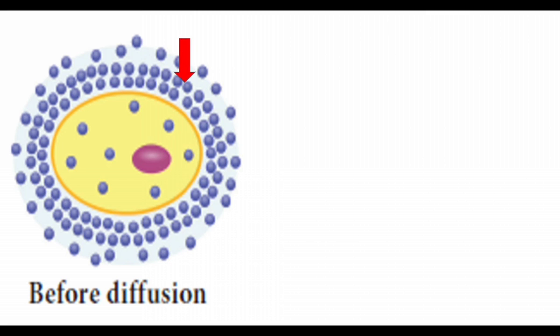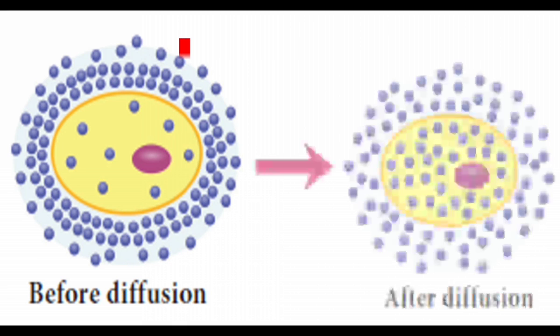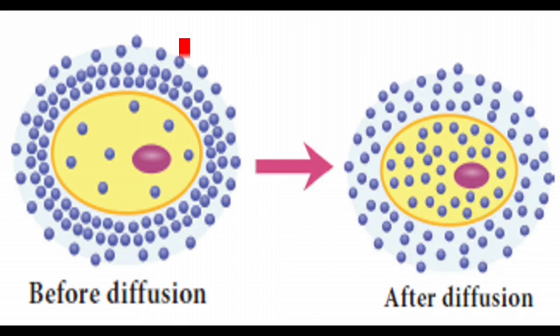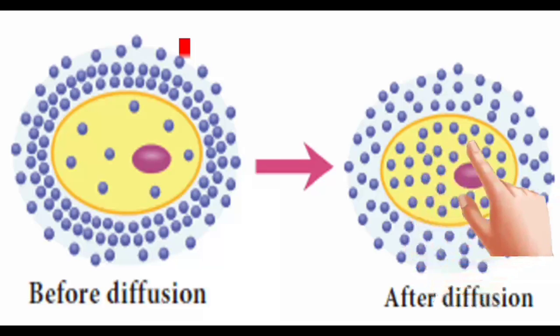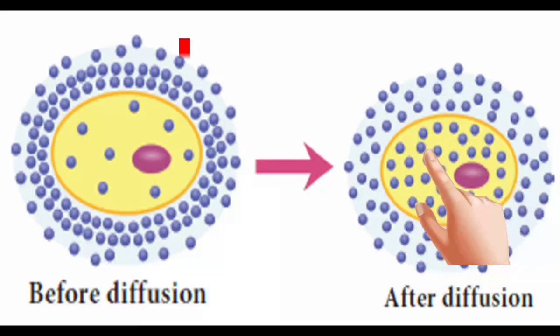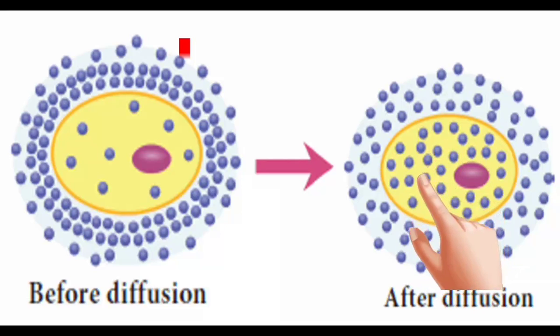What will happen after diffusion? After diffusion, see the diagram after diffusion. Here there is an increase in the number of molecules inside the cell. This indicates that the molecules started moving from outside to inside the cell because of diffusion. Through osmosis also, molecules are transported. Osmosis is a process in which solvent molecules are transported.